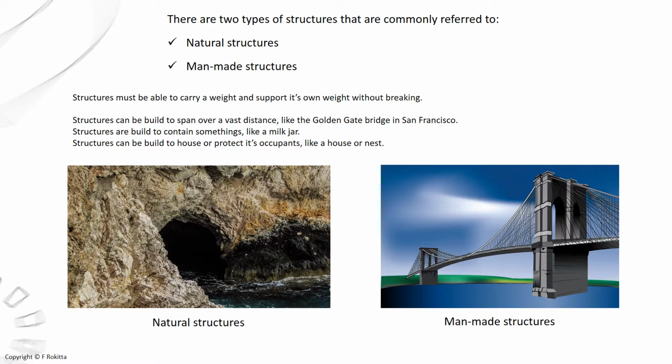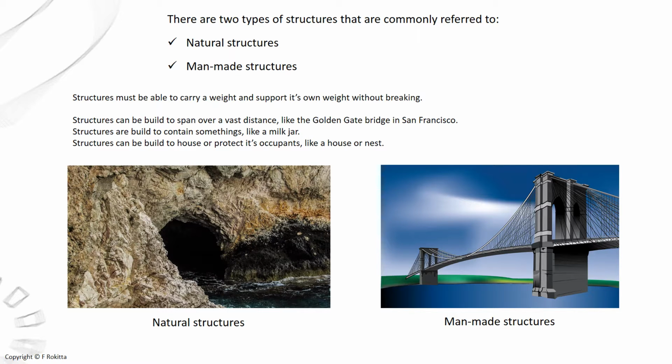There are 2 types of structures that are commonly referred to. The first one is natural structures, and we see this in nature where we look at caves or birds' nests. The second one is man-made structures, like bridges or monuments made by man.